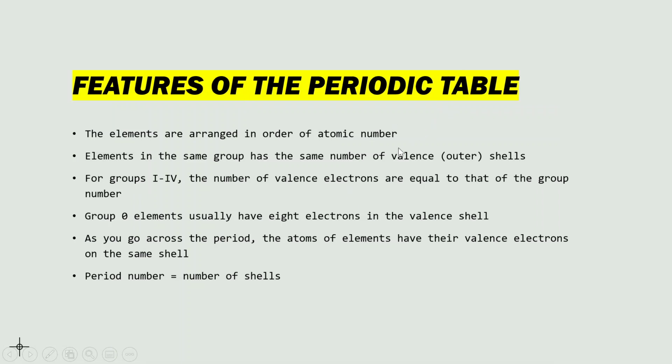Elements in the same group have the same number of valence shells. Valence shells are simply the outer shells. As I said, this will all make sense when we go through atomic structure. But for now, let's just say they're the outer shells. The atoms have shells, and they increase as you go down the group. Okay?